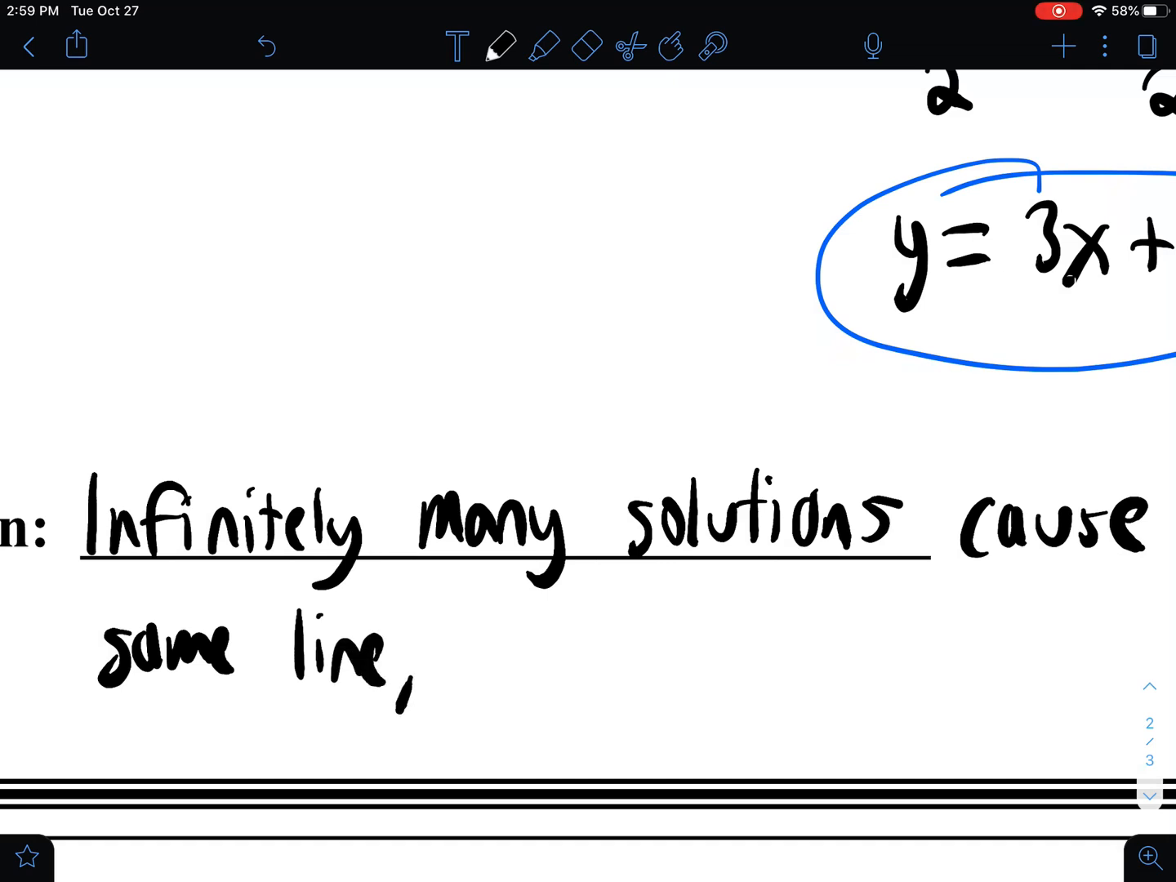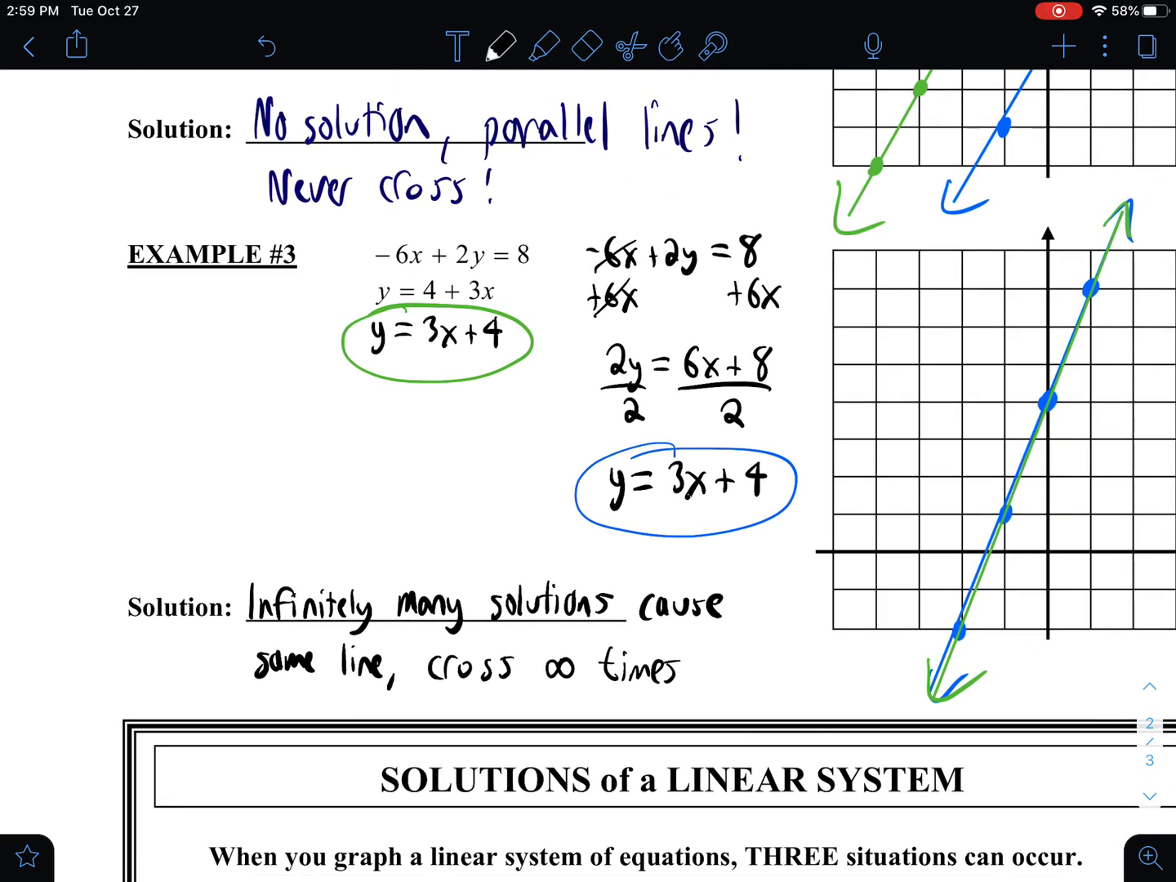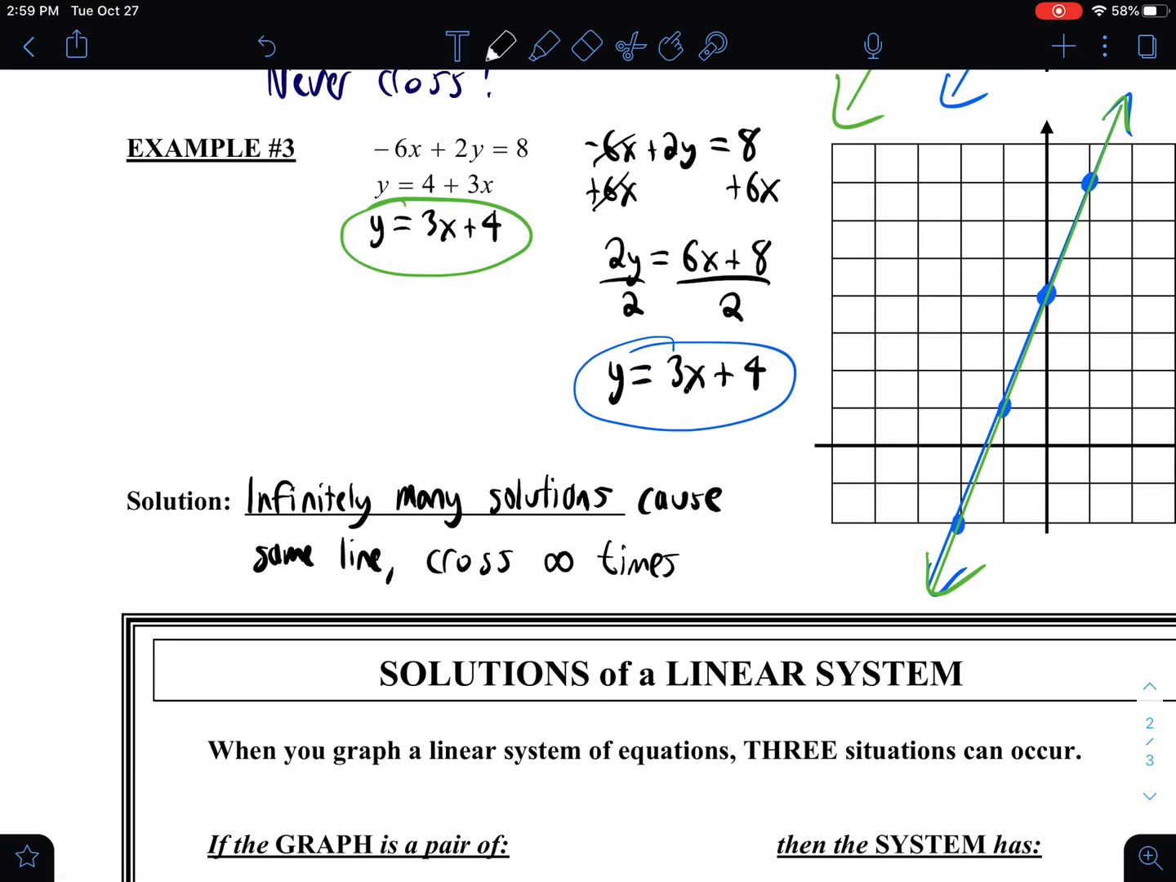And they cross infinite times. If they overlap, every place where they overlap is going to be a solution, because that's where they cross. It's not really thinking of them as crossing because they're on top of each other, but they are crossing when they're lining up like that. So yeah, this is going to be infinitely many solutions because it's the same line.